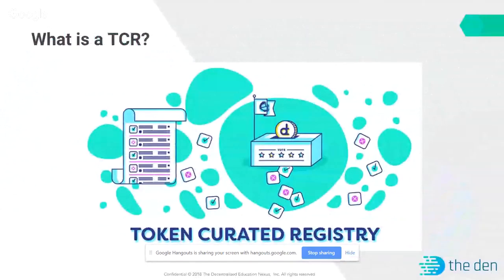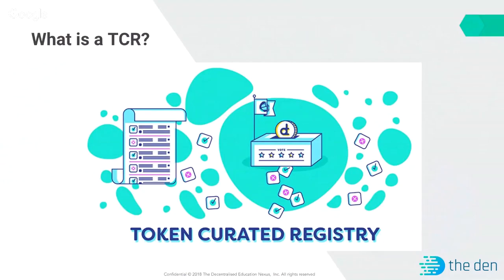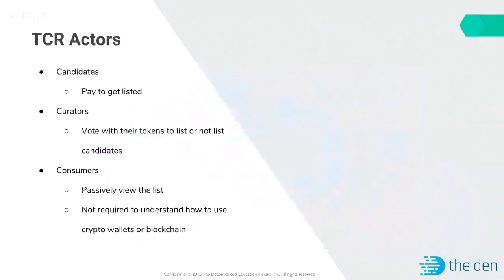Okay, so first off, what is a TCR? A token curated registry is essentially just a registry that allows people to vote on things that they want to add into the registry. This is very high level right now, and it doesn't really mean a lot. So let's go into it a little more and unpack this.